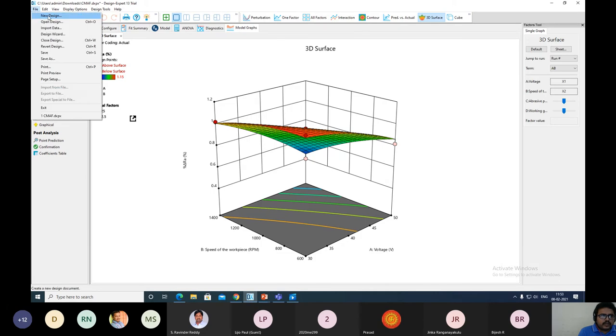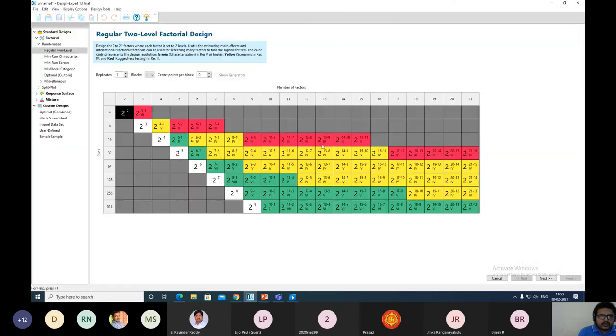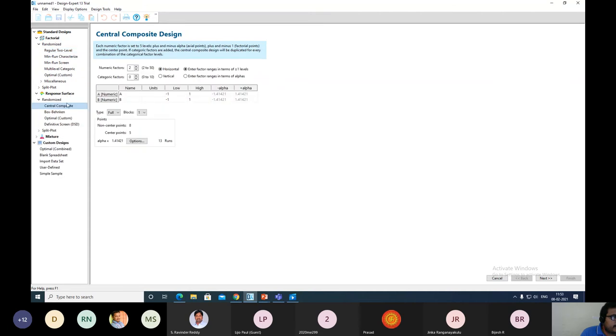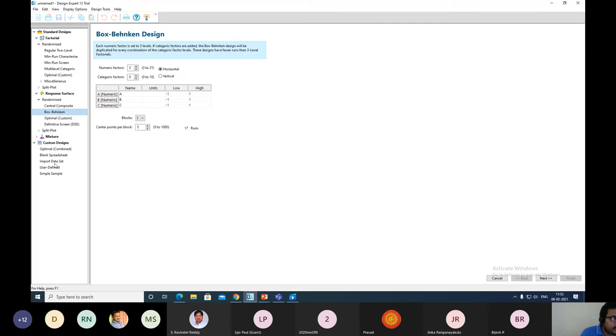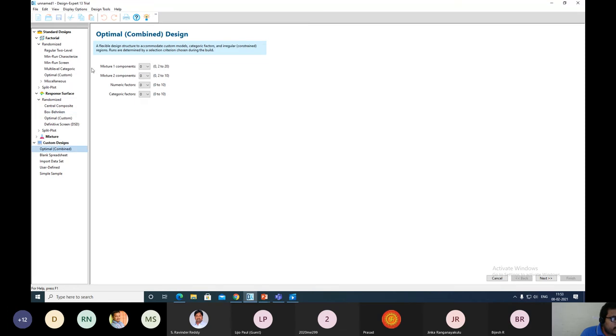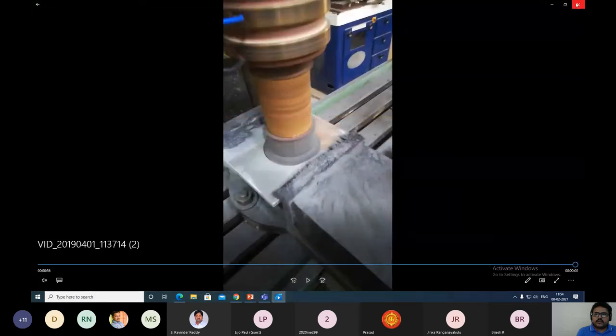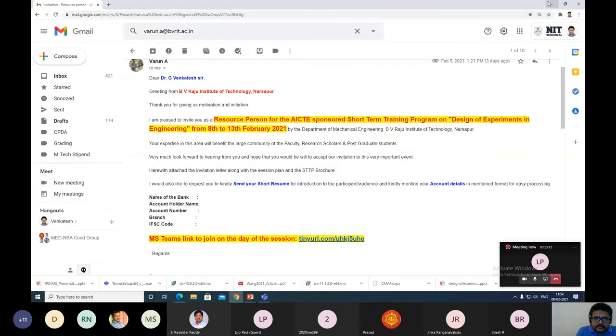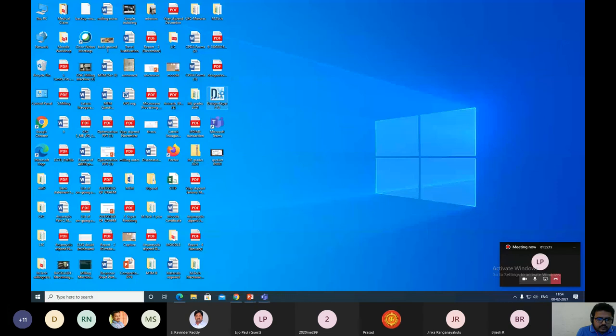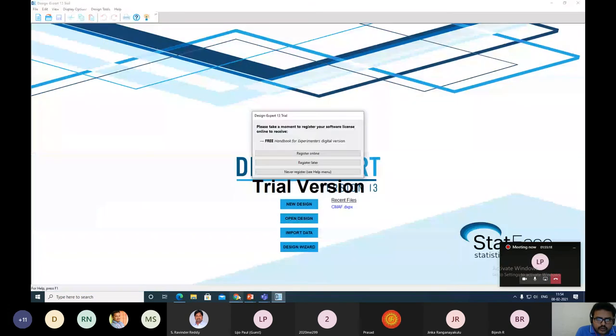So this is a DOE software. Here you can see various methods, like factorial, regular, 2-level, multi-level, optimal, and response surface. In the response surface, you can see central composite and Box-Behnken methods, and you can also see custom designs. You can also find the Taguchi method, etc. So let us quickly go to our model. Can you see my screen?